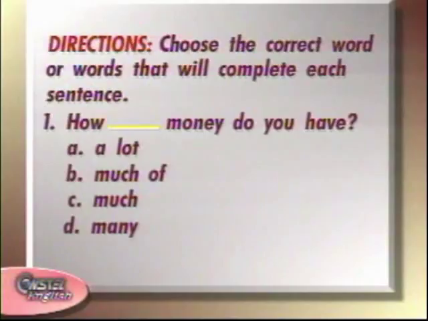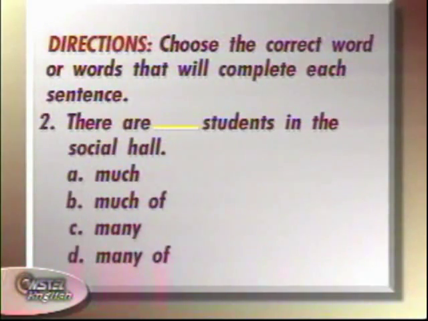Directions. Choose the correct word or words that will complete each sentence. Number 1, how blank money do you have? A, a lot. B, much of. C, much. D, many. Number 2, there are blank students in the social hall. A, much. B, much of. C, many. D, many of.